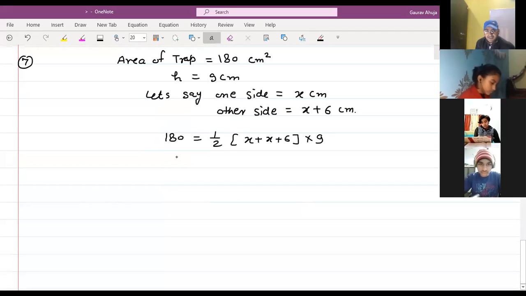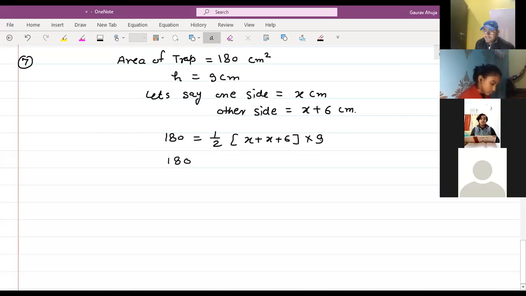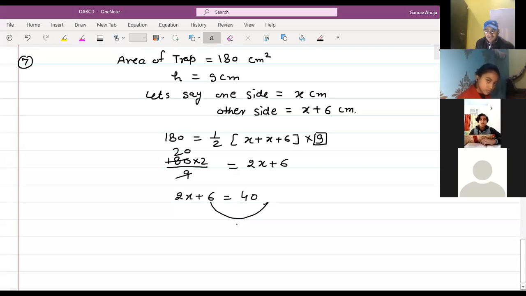Now 180. Children, listen carefully. This 2 cannot cut 9, right? So we are just shifting this 2 to the left side, and shifting this 9 to the left side. In the denominator it will come x plus x, 2x plus 6. 9 2s are 18, 20. So 2x plus 6 we got as 40. Now shift this 6 towards the other bank of the river. 2x is equal to 40 minus 6, 34. From here x is equal to 17.